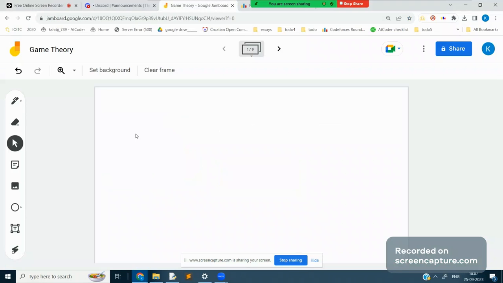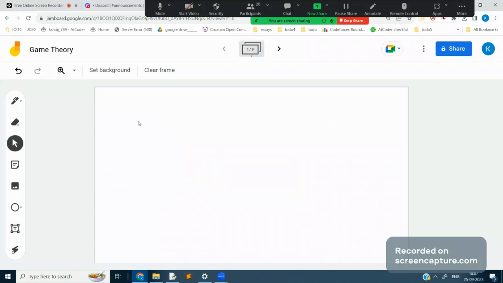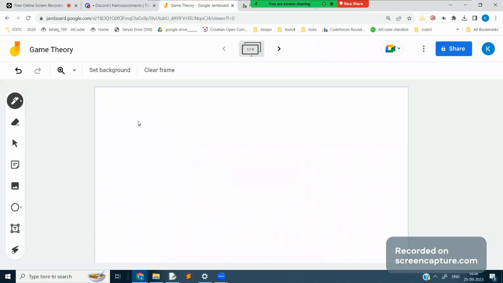So first I will be covering the name game. I will tell the problem first. Suppose you are given n piles. The first pile has A1 numbers, the second pile has A2 numbers, the third pile has A3 and so on till An. Now there are two players, let's say Alice and Bob.